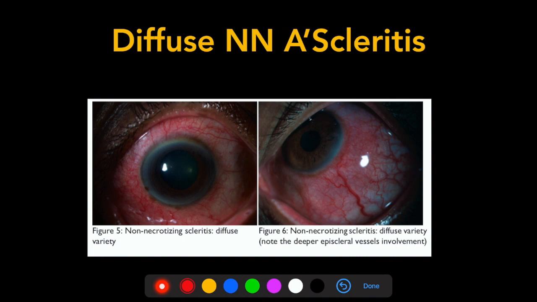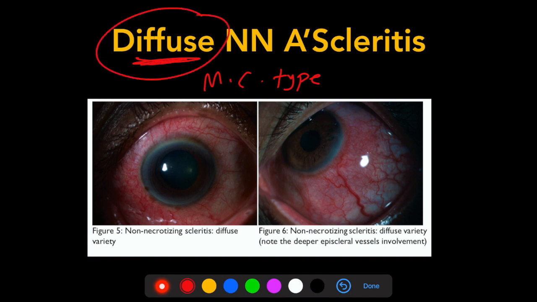Now, pictures for each. We'll talk about the diffuse, which I said is the most common type. Just appreciate this. Look how red the eye is. When I say diffuse, I don't mean that it's entirely occupying the sclera. When I say diffuse, I mean it is flat and ill-defined. So it can be sectoral, it can be diffuse, but in this picture it's more of a diffuse. You can see that it is more of here, right?